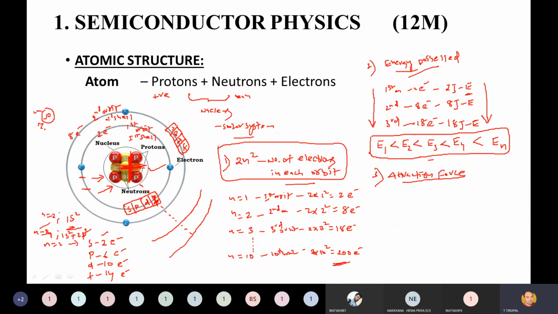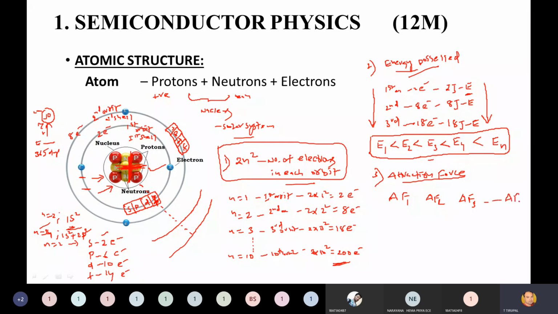Similarly, Mercury, Venus, Earth: how many days will it take? For Earth it is 365 days, because it is less attracted towards the sun than Mercury and Venus, if we compare. Similarly, here also, consider the attraction forces of the first orbit electrons. So if you assume the attraction force of the first orbit, second orbit, third orbit, and so on up to the nth orbit.